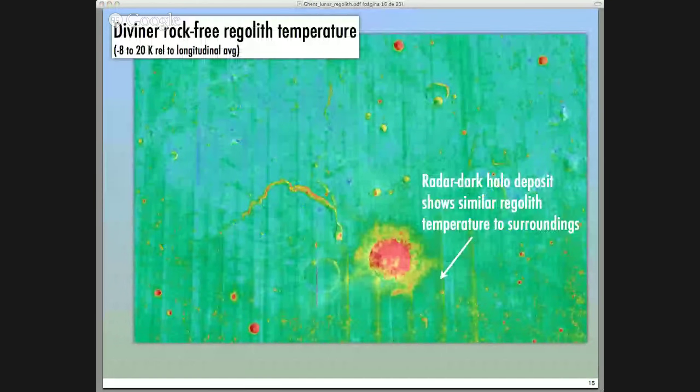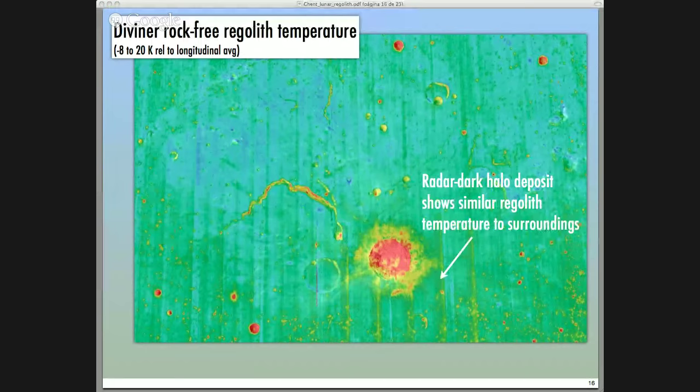So then what about the regolith thermal inertia? We might expect that this deposit of fine-grained material around the impact crater would also have a lower regolith thermal inertia. That's what this map is here. You can see there's not really a signature. The radar dark halo would be this region here. You don't really see it much, but what you do see is this stuff up here, and that's a pyroclastic deposit, which is the topic of the next part.